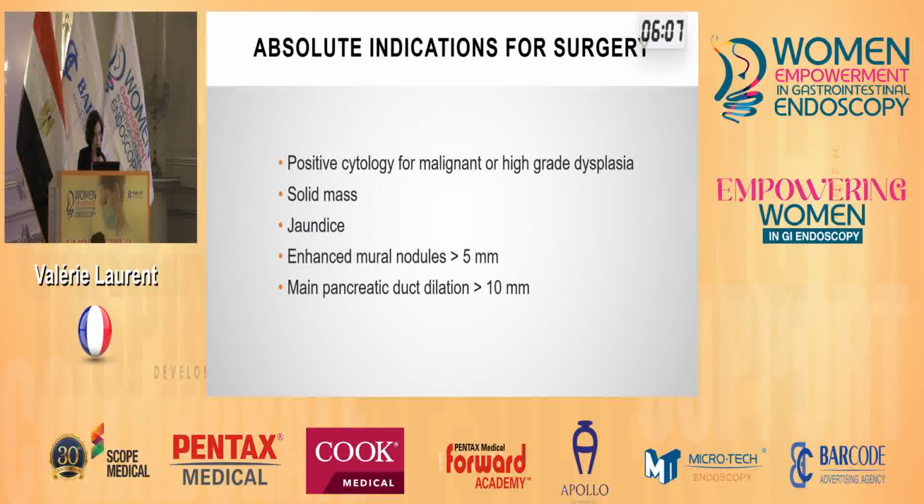And the absolute indications for surgery are as follows: a positive cytology for malignant or high-grade dysplasia, the presence of jaundice or solid mass, enhanced mural nodules over 5 mm, or a main pancreatic duct dilation over 10 mm.